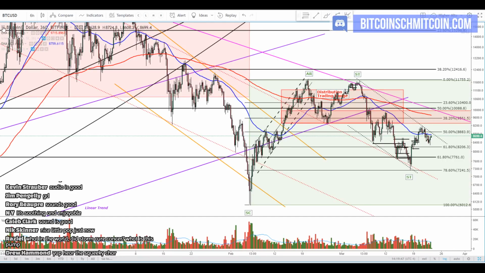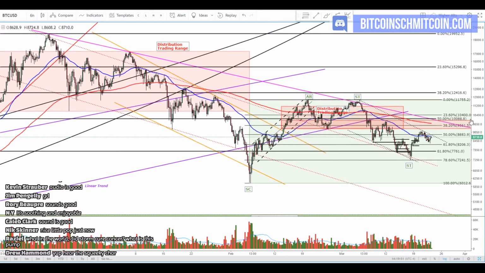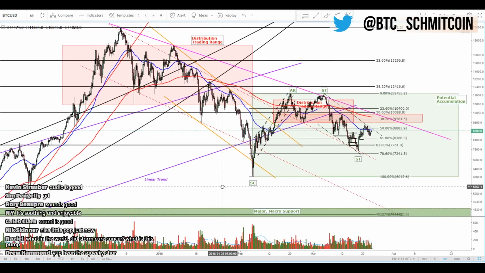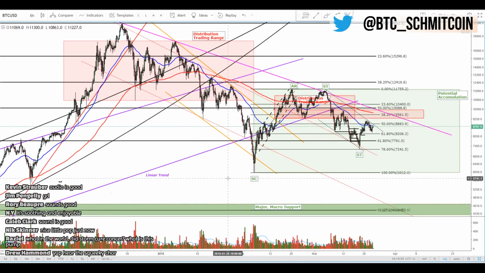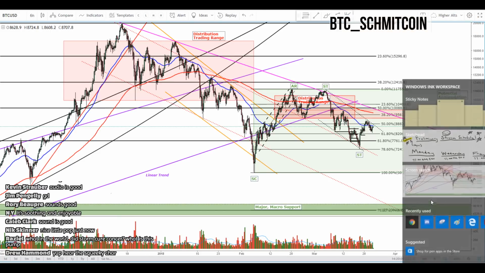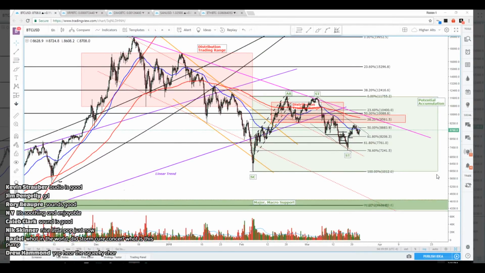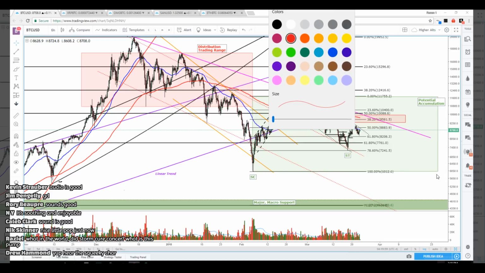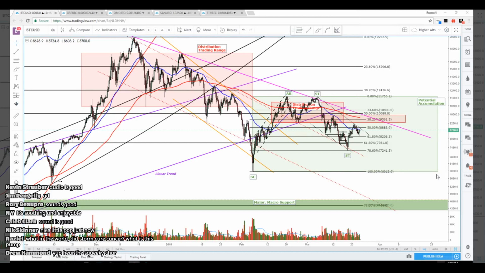Okay, so I got a lot of stuff on here, but I promise it'll make sense here in a second. So here is the full view of everything, okay? So you can see clearly from what I was expecting. Let's make this black now. I was expecting to see a test of this range right in here, which we did not. We rejected it immediately. So that's not good.